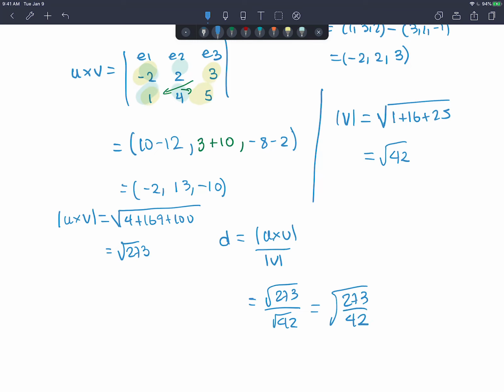There you go. Okay? So this is how we use this. And if you need a decimal approximation, we can find it.